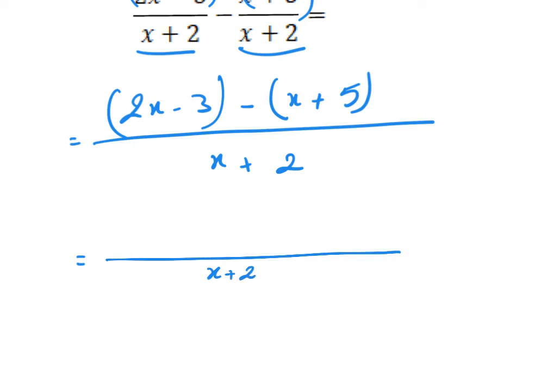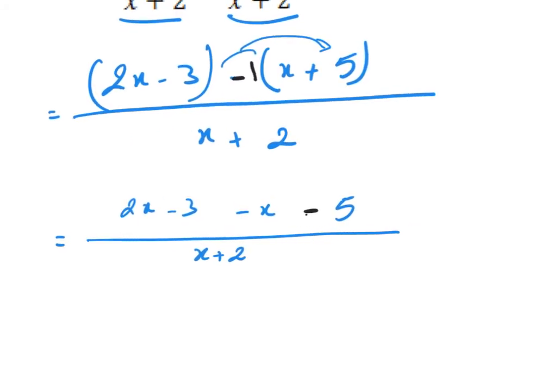And we're going to remove the parentheses, like 2x minus 3. And remember, it's like we have negative 1 here, so we're going to change the sign. When we remove the parentheses, it's going to be negative x, and negative 1 times 5 will be negative 5. So you've got to pay attention when we have a negative sign before parentheses, right?